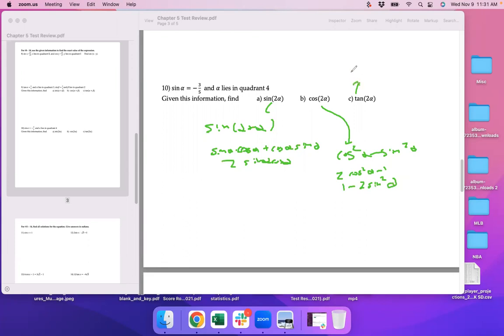And in here, it's like saying tan alpha plus tan alpha over 1 minus tan squared alpha, or tan alpha times tan alpha. So it's 2 tan alpha over 1 minus tan squared alpha.